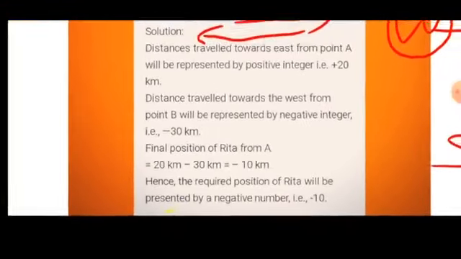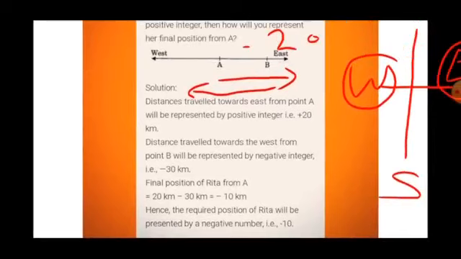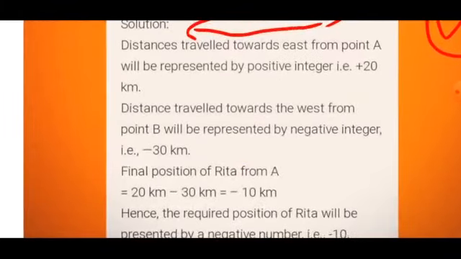This is the final position of Rita from A. You will subtract 20 and 30, so you will get 10, minus 10. Why minus 10? Because our greater number has a negative sign, so in the answer you will also get a negative sign, that is minus 10.